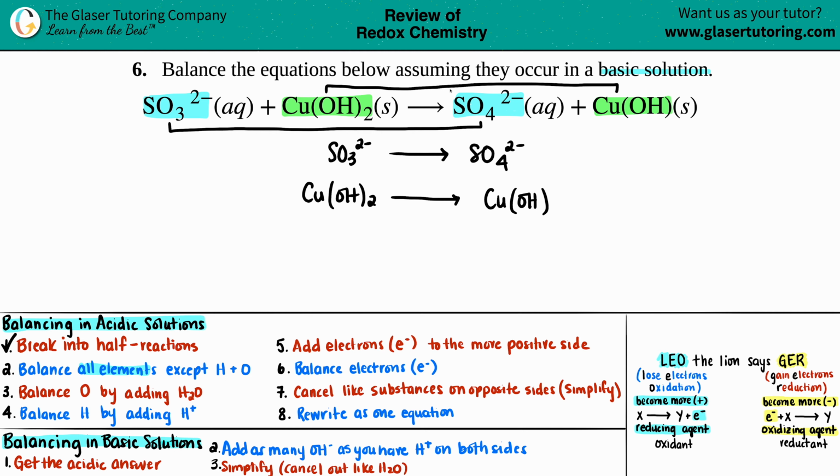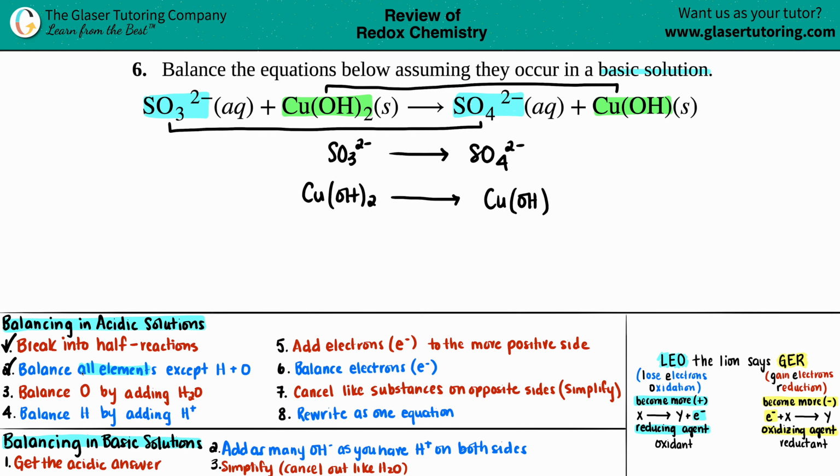So balance all the elements except for hydrogen and oxygen. I have 1 sulfur here and 1 sulfur here, so that's already balanced. Some of these steps we will be able to skip over. Let's go down to the bottom one. I have 1 copper and 1 copper, so that one, bye-bye, we skipped right over step 2. Beautiful. Now we're on step 3.